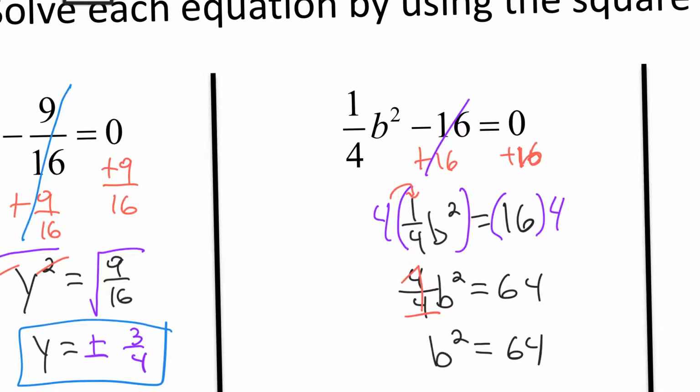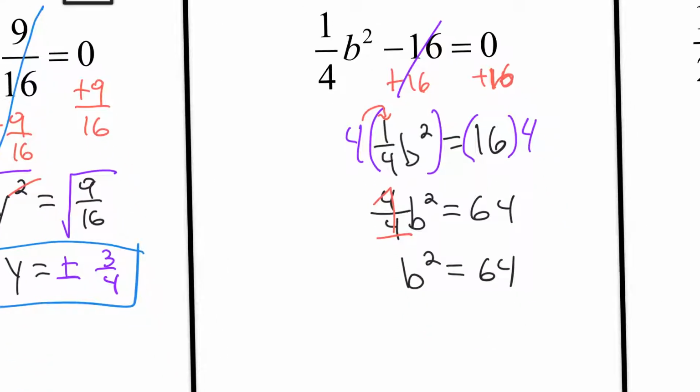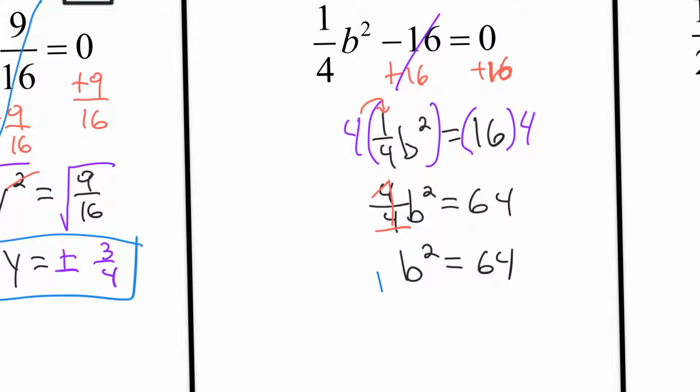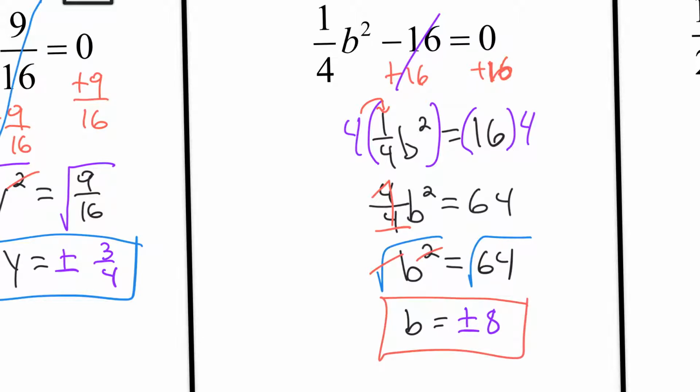No more fractions. Now you guys can get rid of the squared. So I'm going to take the square root. That's how you cancel the squared. And you take the square root on this side. Cancels, cancels. B equals, don't forget the plus and the minus, plus minus 8. The square root of 64 is 8. So we got that answer there.